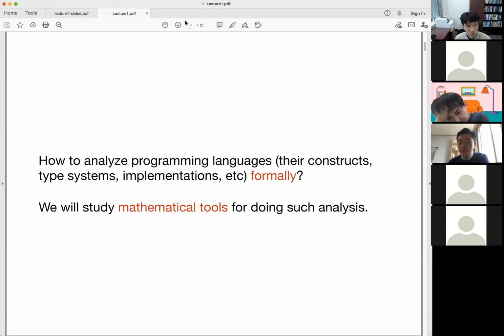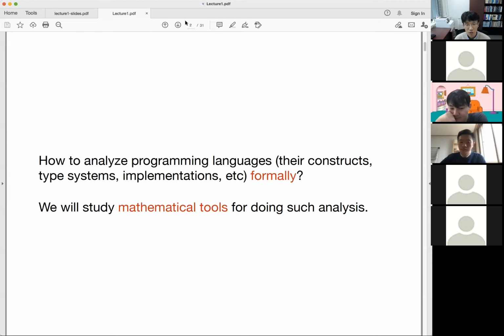And some languages have type systems, some languages do not. Then there are many implementation techniques, especially for higher order languages, something called continuation passing style transformation and so on. So what we want to do is look at these features, and then come up with a mathematical description of these features so that we can prove some properties about them.